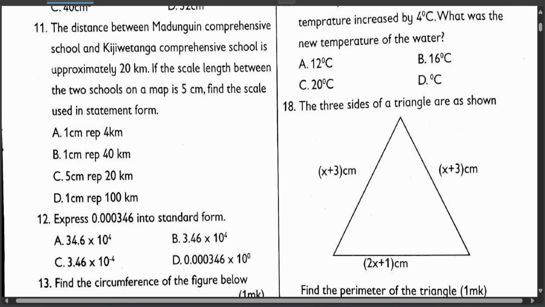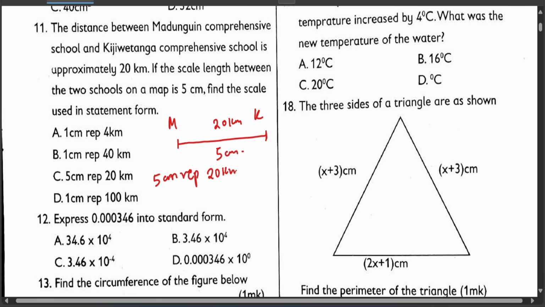Question 11. The distance between Madungwind Comprehensive School and KJSEA. Sijui naisoma vizuri ama sijui watu ambao wasoma kule wameona hii video. KJSEA, niambie tu kama nimekosea pale kwa comment section. Is approximately 20 kilometers. So if the scale length between the two schools on a map is 5 centimeters, find the scale used in statement form. So 5 centimeter represents the 20 kilometers.